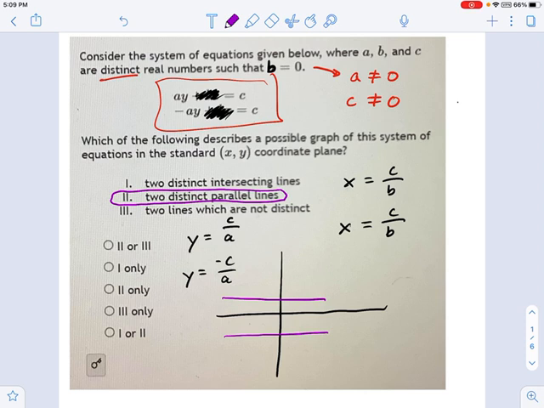So depending on what you have, A equals 0, B equals 0, C equals 0, you're going to have different conditions that are satisfied here. And I just went through two of them. So think about this problem that way.